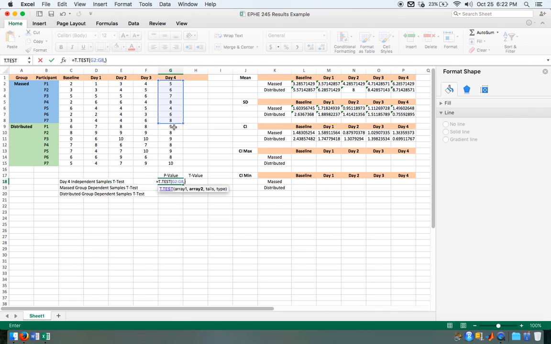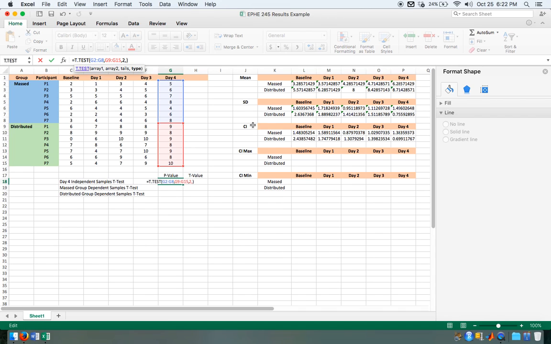comma, array 2, comma. So tails doesn't say here, but you have 2 options, 1 or 2. 1 being one-tailed, 2 being two-tailed. We're going to use two-tailed, and I'm not going to tell you why. That gets into more specifics of statistics. That's kind of out of the scope of this. But if you have questions or want to know why, let me know.